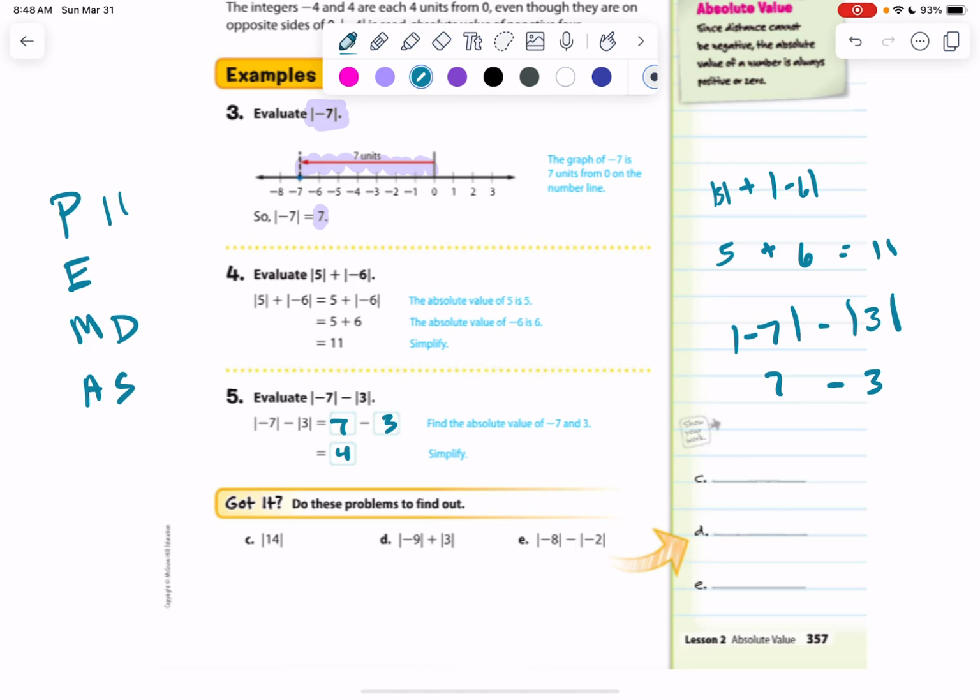All right, let's try some more. The absolute value of 14, that's 14 units away from 0. Now let's solve this one. We'll do the absolute values first. So the absolute value of -9 is 9, and the absolute value of 3 is 3, and it says to add. 9 and 3 is 12. Okay? And E, the absolute value of -8 is 8. The absolute value of -2 is 2. It says to subtract. 8 take away 2 is 6.